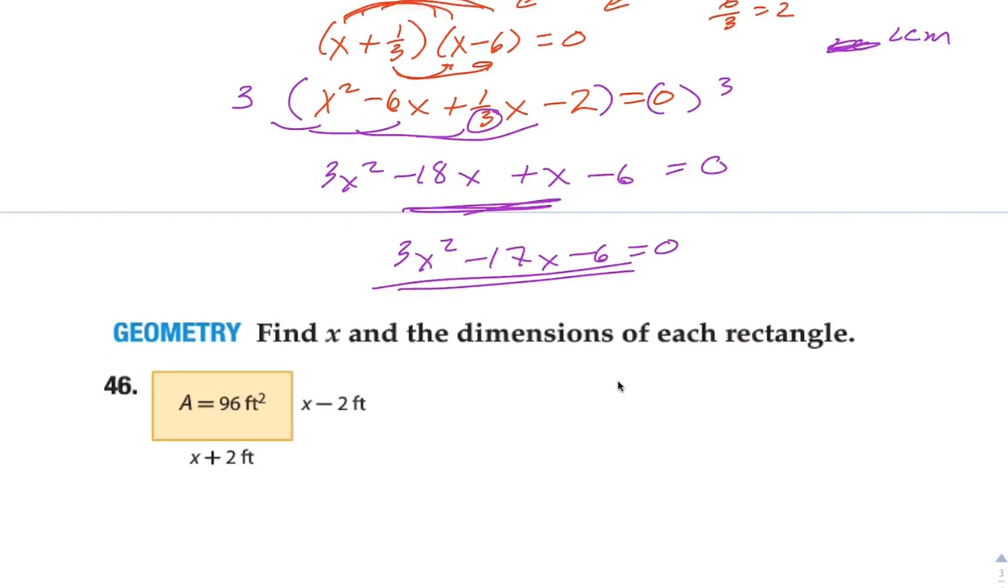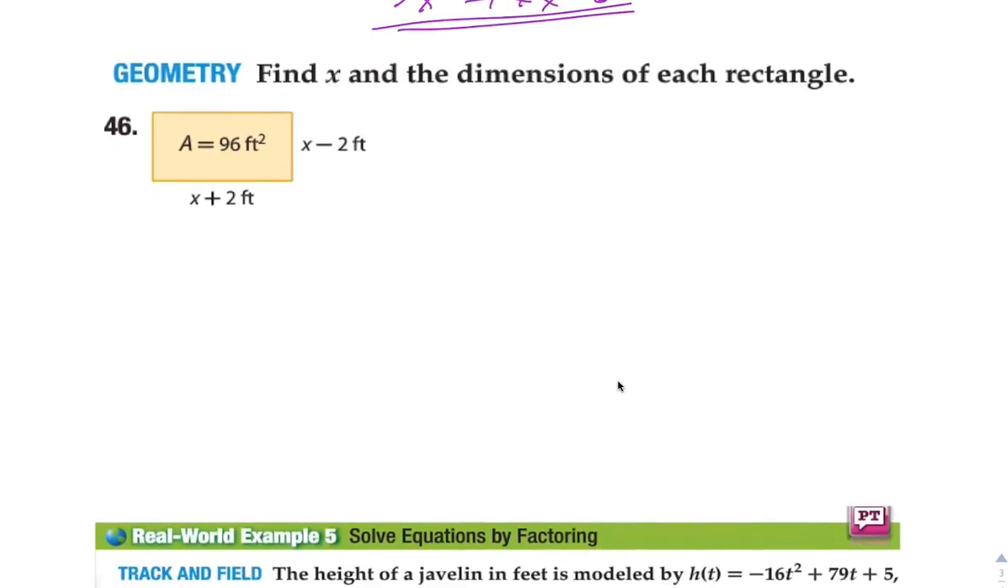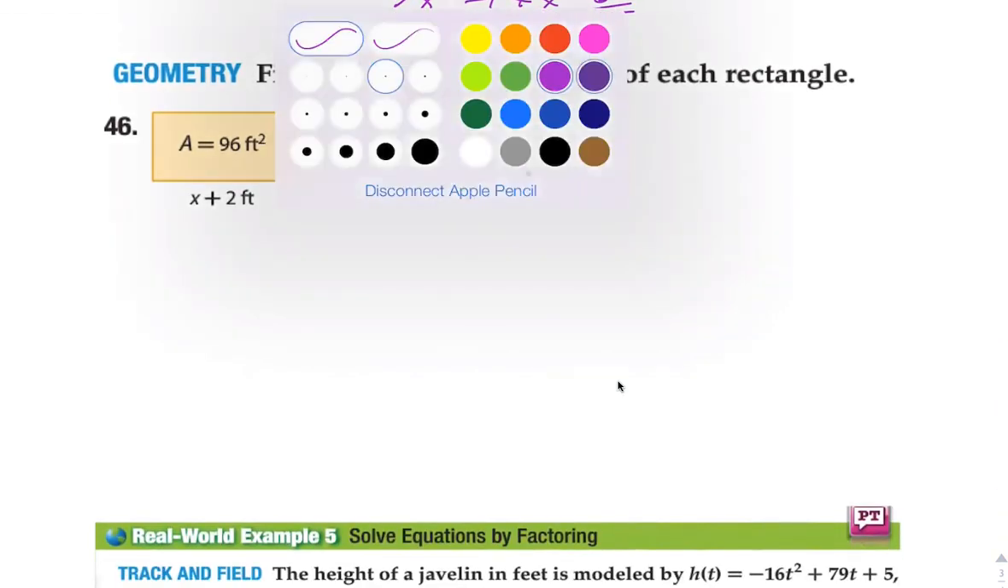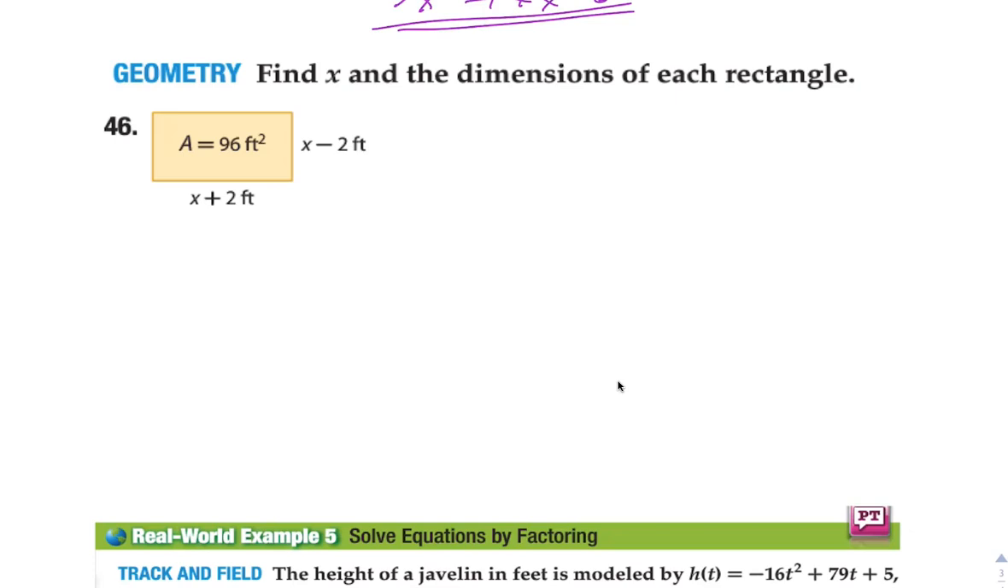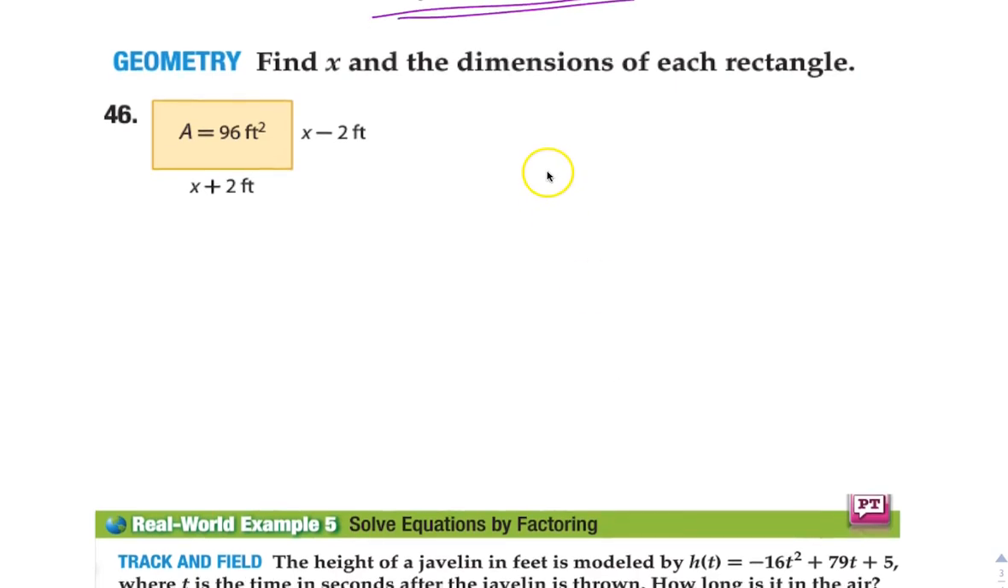Let's do a couple application problems to finish up this lesson. First one here, let's find x and the dimensions of each rectangle. So here's this rectangle. Notice how they give us the length and the width, and they give us the area. If we know how to find area, which is just length times width, we should be able to solve this problem. So my area here is 96. My length is x plus 2. My width is x minus 2.